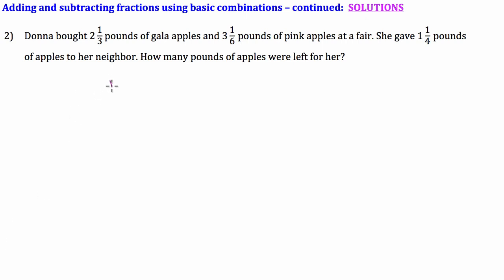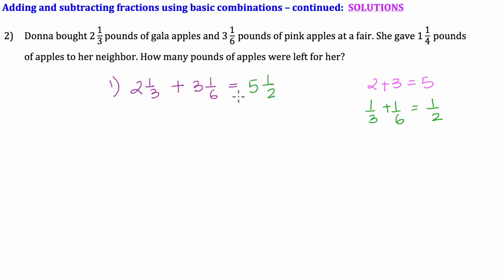The first step is to figure out how many pounds of apples did Donna buy. So she bought 2 and 1/3 pounds of gala apples plus 3 and 1/6 pounds of pink apples. How much does that make? So let's add the wholes first. We know that 2 plus 3 equals 5. And then 1/3 plus 1/6 equals half. So she bought 5.5 pounds of apples altogether.